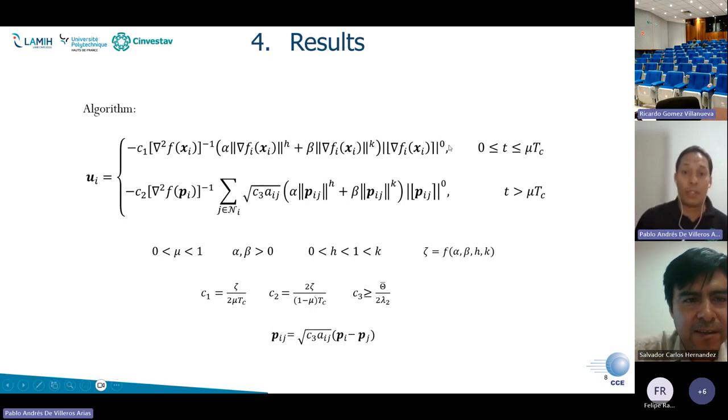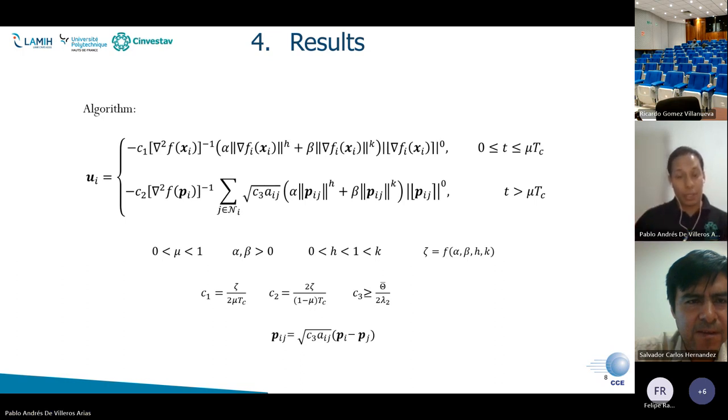Okay. Since we are talking about consensus in multi-agent systems, there's communication among the agents. This is this PIJ parameter here, which is the difference between the displacement of every agent. So the agents must share information concerning their position. And with that information and the internal dynamics of the agents, they move collaboratively towards the global minimum.